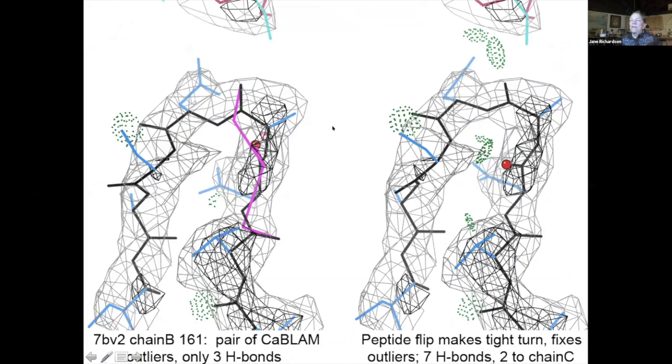And so these fix-ups of the SARS structures were very satisfying. They used things like CaBLAM outliers. Here's one at a tight turn that's a double CaBLAM outlier. And again, it's this middle carbonyl that needs to be moved. And at that point, you get way more hydrogen bonding, including some to the neighboring chain, and you take away the outliers.